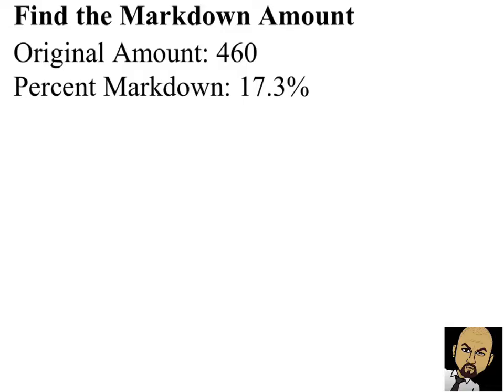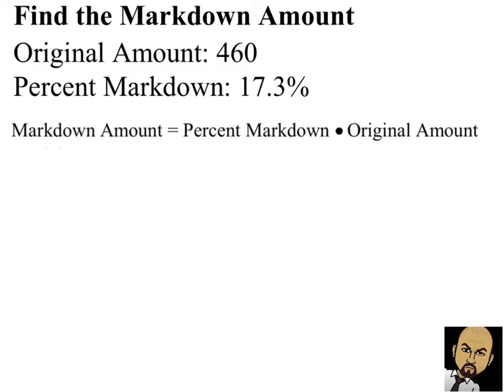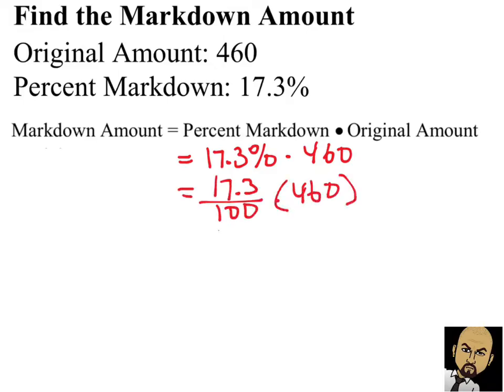All right, the next example is a decimal percent markdown, just like we did with the markup. You're going to use the formula markdown amount equals percent markdown times the original amount. So the percent markdown is 17 3/10%. The original amount is 460. And so write the percent as a fraction. So 17 3/10% is equal to 17 3/10 per 100. Now you're dividing by 100. And so whenever you divide by 100, move the decimal over two places to the left. And so you end up with 0 and 173 thousandths. And you multiply by 460.